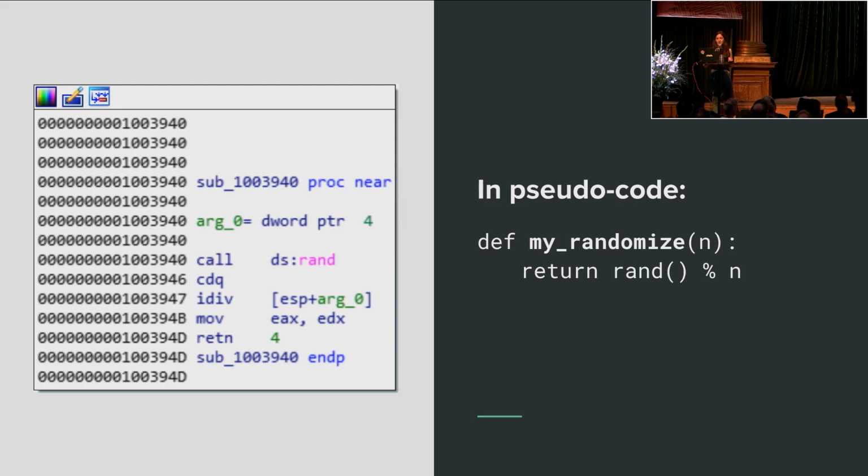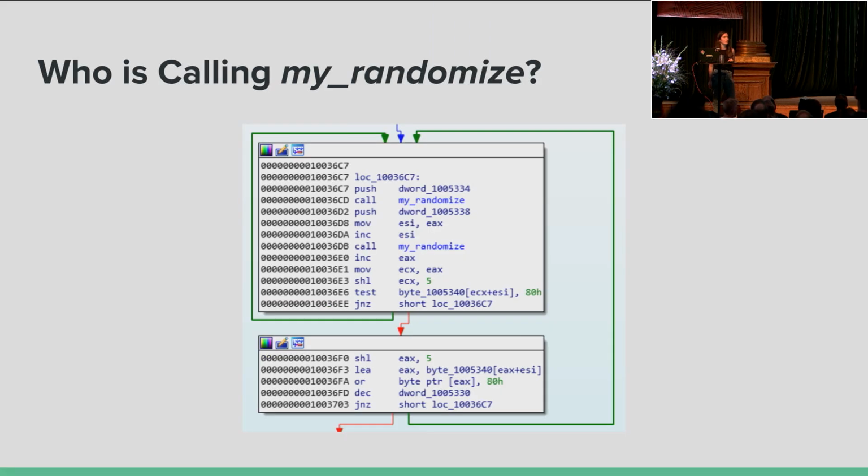Now, at this point, I know where the function rand is used in Minesweeper, but now I want to figure out where this function, myRandomize, is used. So I use the cross-references feature again, and I see that myRandomize is used from this place in code.